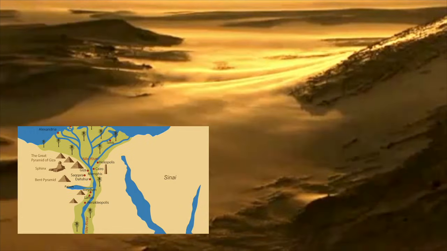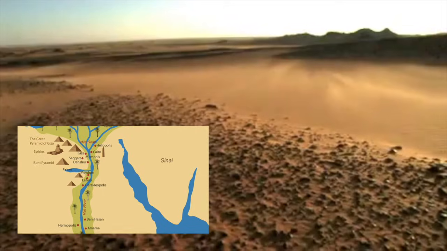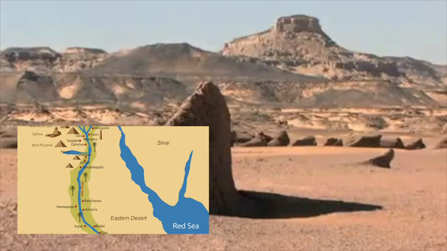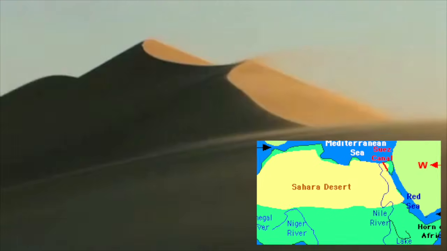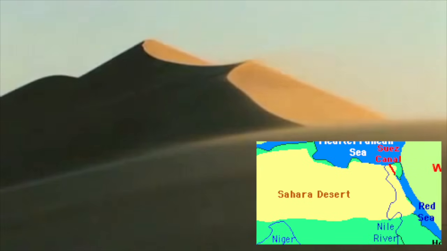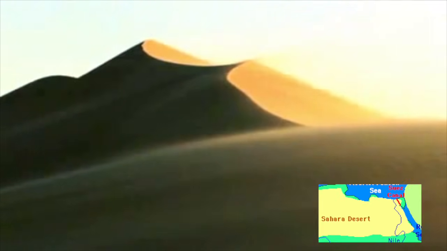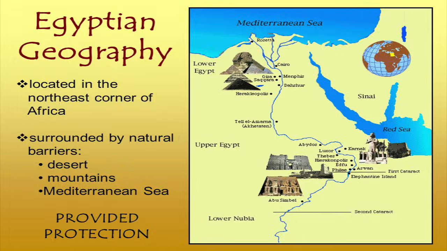Most of Egypt is desert. To the east of the Nile River is the smaller Eastern Desert. West of the Nile is the Western Desert. The Western Desert is part of the Sahara Desert, which makes up most of northern Africa. Egypt is surrounded by natural barriers: the deserts, mountains, and Mediterranean Sea. These barriers provided protection to the Egyptian people.